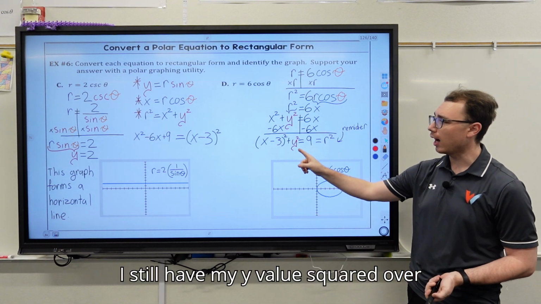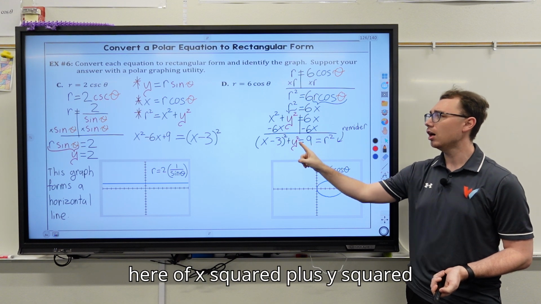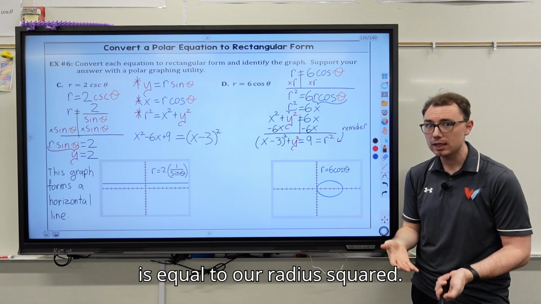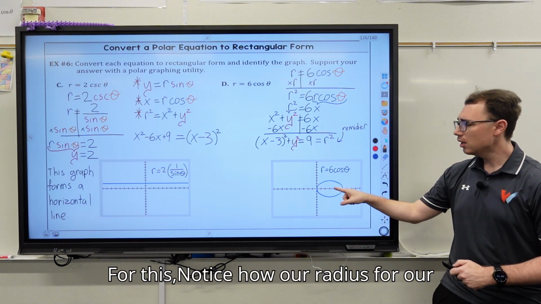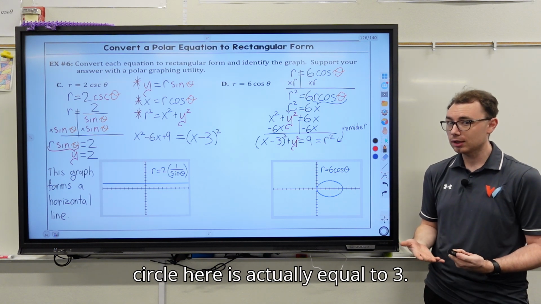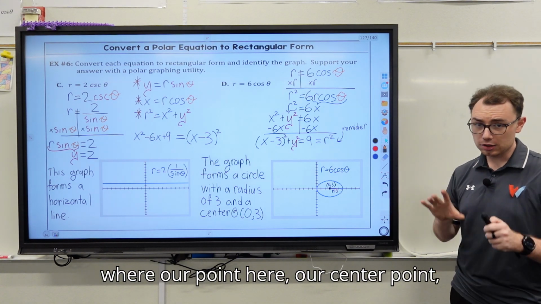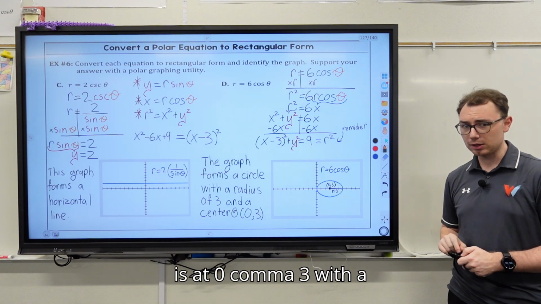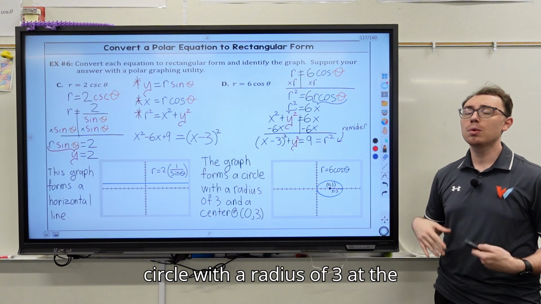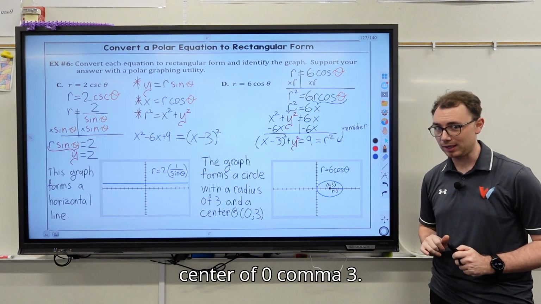I still have my y value squared over here, but remember that this equation here of x squared plus y squared is equal to our radius squared. For this, notice how our radius for our circle here is actually equal to 3. We'll showcase this in just a second, where our center point here is at 0, 3 with a radius of 3, where the graph forms a circle with a radius of 3 at the center of 0, 3.